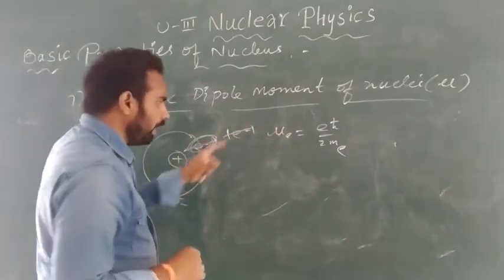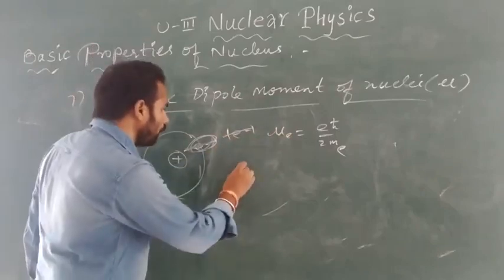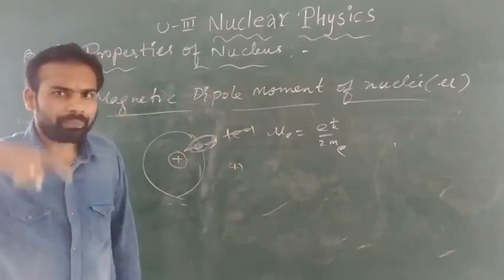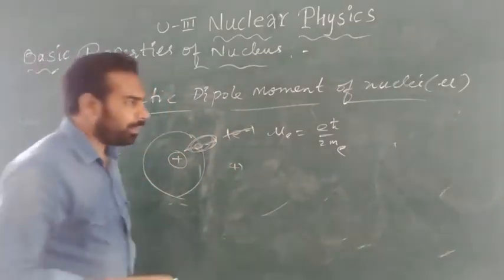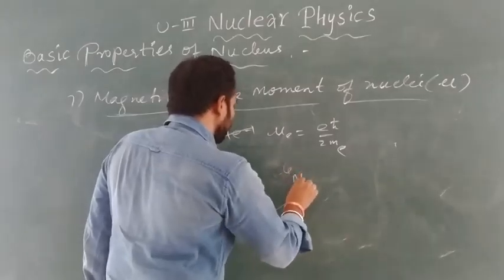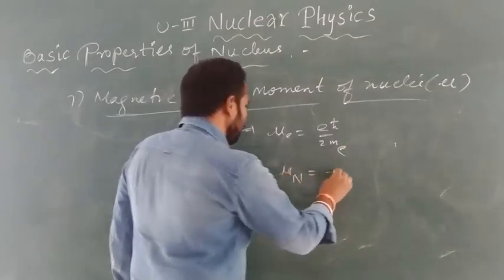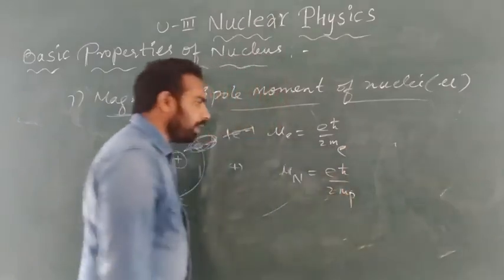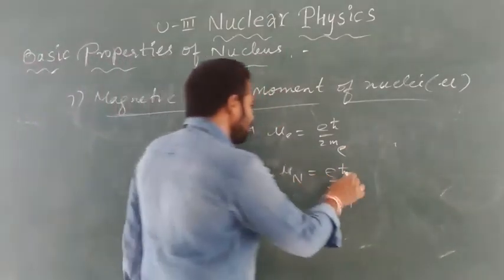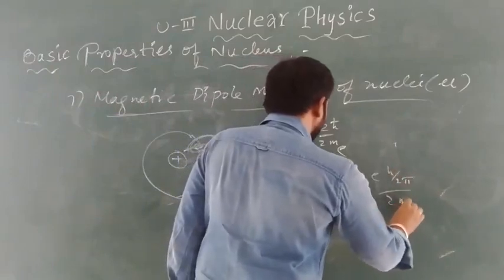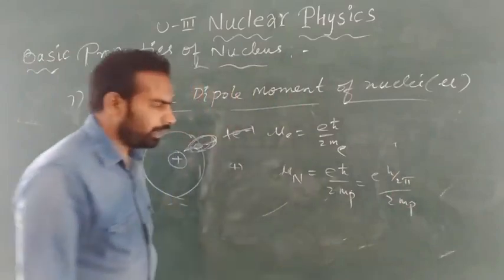Similar to the electron, we have the proton. The proton has positive charge. When a charged particle revolves, it will produce a magnetic field. How much? Similar to the electron, mu n is equal to e h bar by 2mp, where h bar is nothing but h by 2 pi, so h by 2 pi by 2mp. Like that we can write.